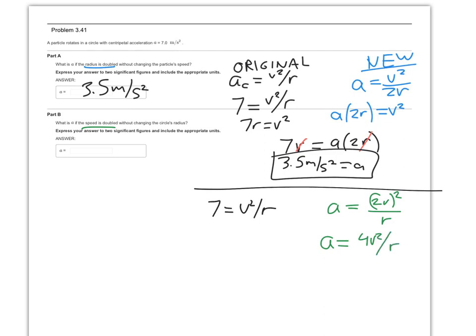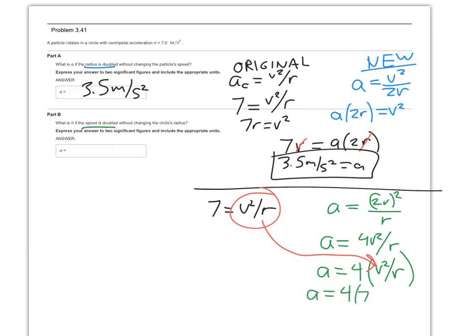To solve this one, I'd actually use a slightly different technique. I'd look at this equation here, and I'm going to factor out a 4. So I'm going to say 4 times the quantity v squared over r is my new acceleration. And I see that v squared over r was simply equal to 7, so I can substitute that in. So acceleration is 4 times 7, or 28 meters per second squared. Don't need to round that to 2 sig figs either.